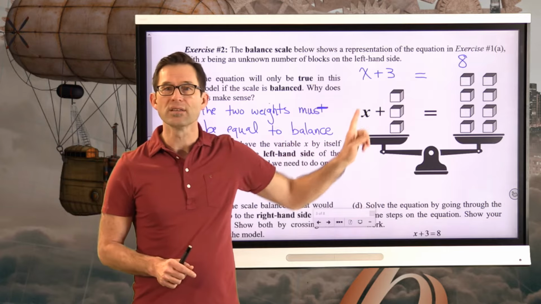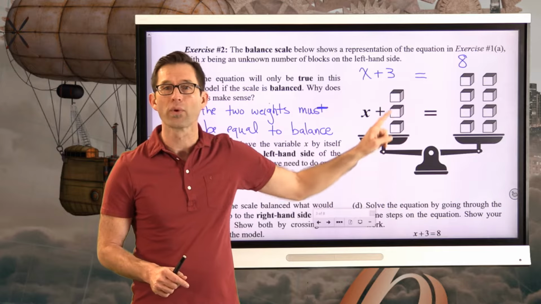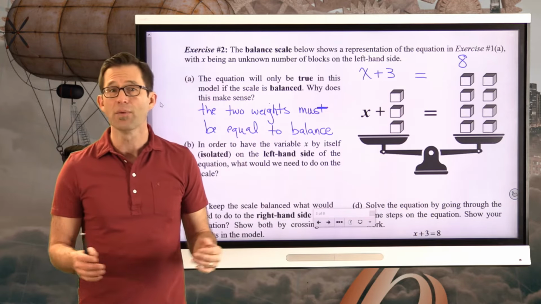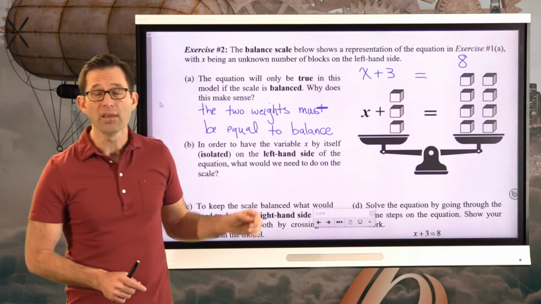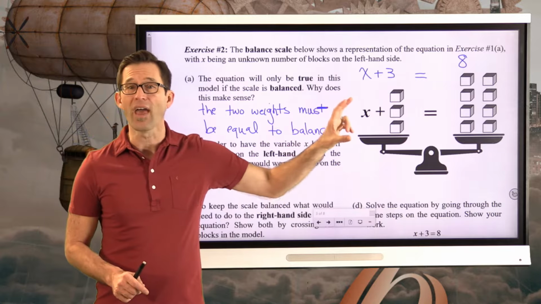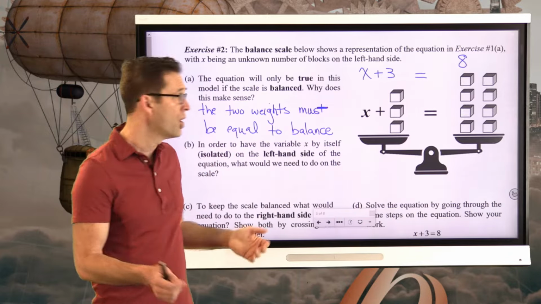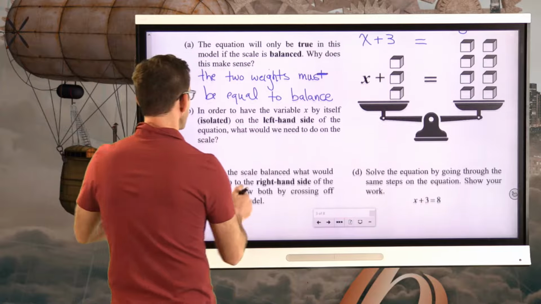Right now, x is on this side of the scale along with 3 blocks, but I want the x to be all by itself. So it's really easy. In order to isolate the x on the left-hand side of the scale, we'd have to remove 3 blocks.